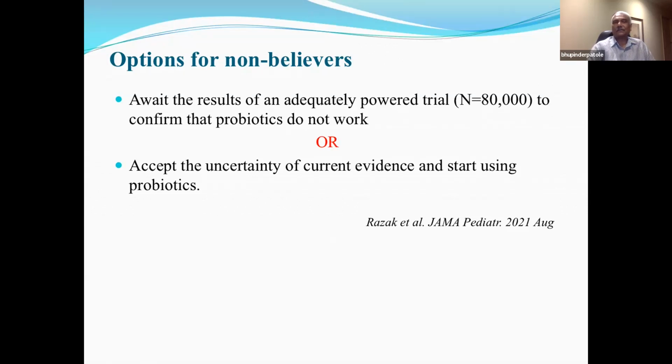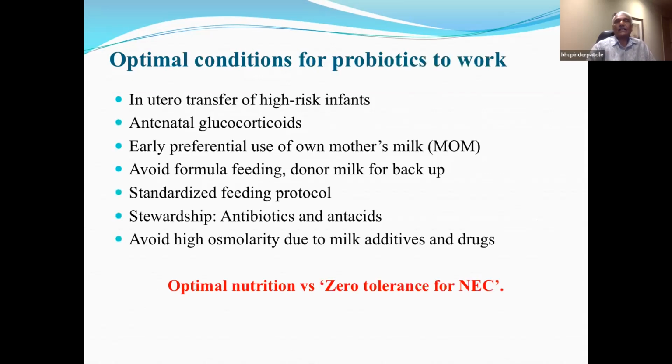The second option is simple. Accept the uncertainty of current evidence and start using probiotics. This is what in clinical medicine we call learning to be comfortable with what is uncomfortable. So this is the nice conclusion of the current data as such. This is something very important, especially for all the countries where all the resources are slightly restricted.